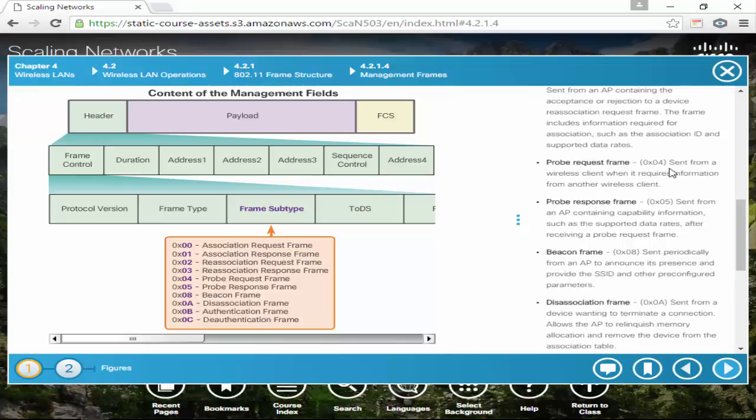Right, so if we look here, sent from a wireless client when it requires information from another wireless client. So we have a probe request coming from the client, and the beacon sending, hey, so it's probing for information, probably about the beacon. The beacon is sent out saying, hey, I'm an access point, this is my SSID. Then this access point probes it, says, hey, what kind of authentication, or something like that, right?